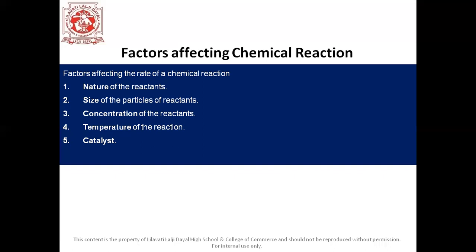The third factor, students, is concentration of the reactant. In the reaction with dilute HCl, CaCO3 disappears slowly and CO2 also liberates slowly. On the other hand, the reaction with concentrated HCl takes place rapidly and CaCO3 disappears fast. So concentrated acid reacts faster than dilute acid. That means the rate of reaction is proportional to the concentration of the reactant.